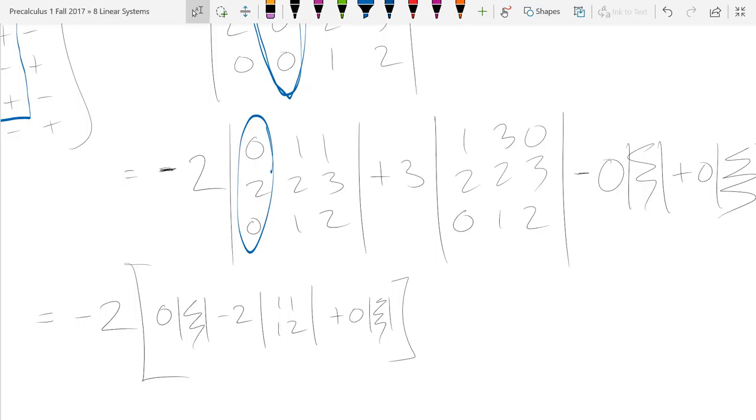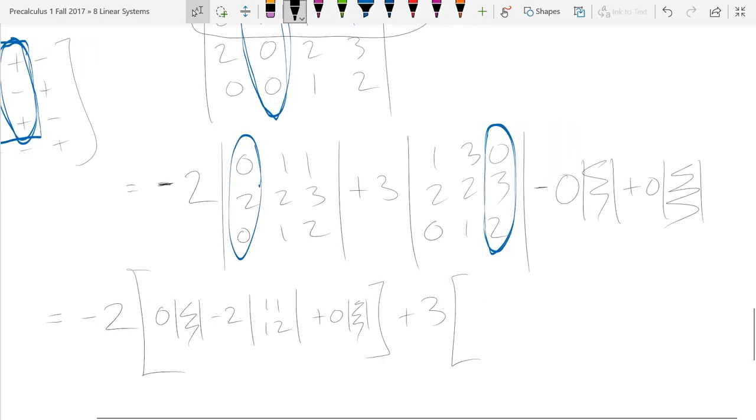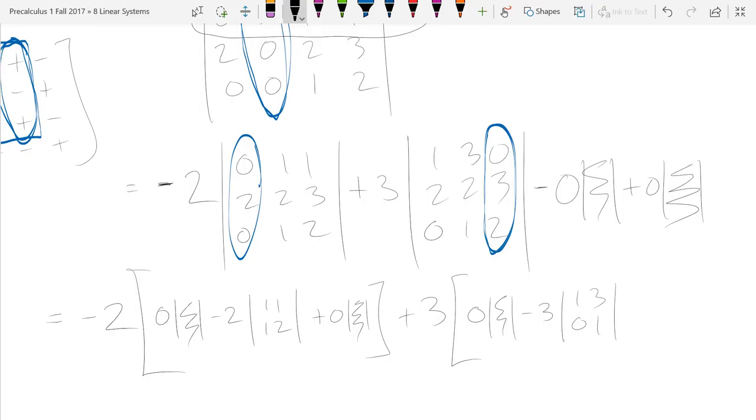So the second determinant we have to compute, there is not a best row or column. So given that information, let's just go column 3. I'm just picking column 3 arbitrarily. And make sure you're using the sign matrix in column 3, which is plus minus plus. So we got 0 times the determinant I don't need, minus 3 times the determinant of 1, 3, 0, 1, plus 2 times the determinant of 1, 3, 2, 2.